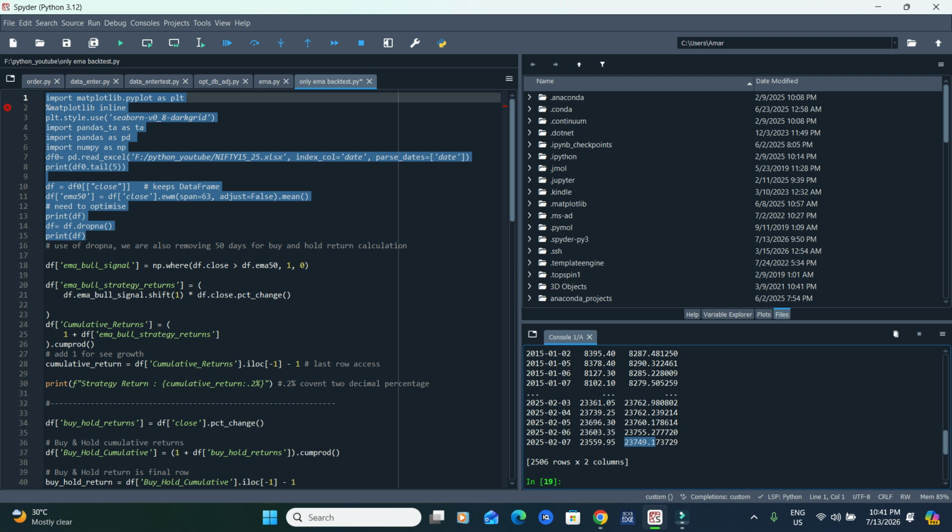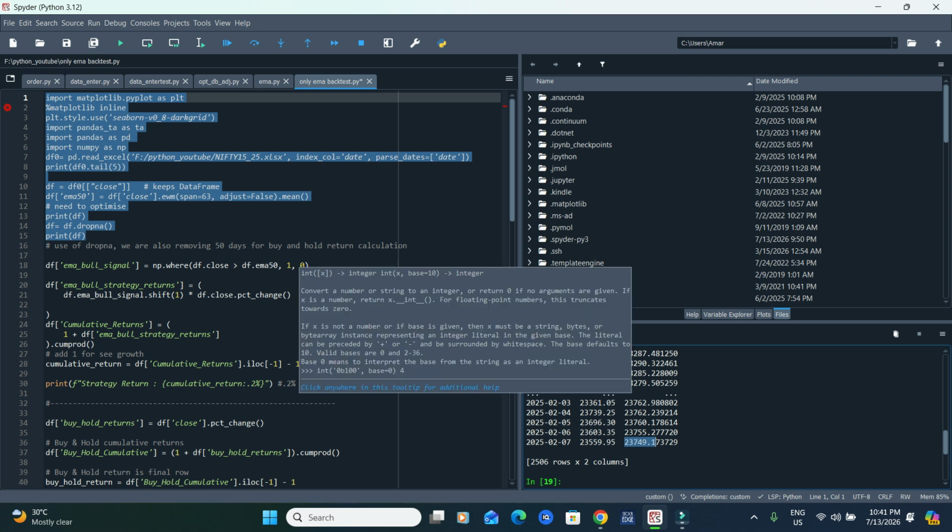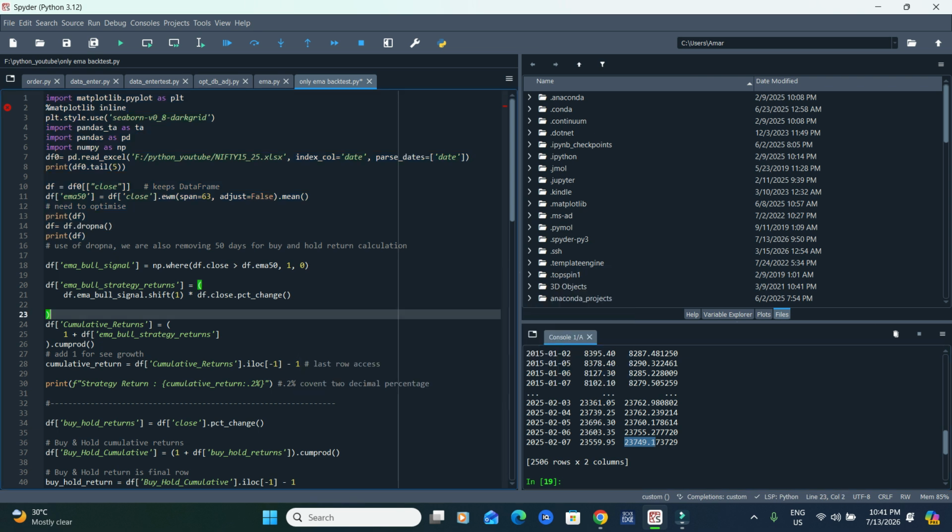Next, we have generated the signal here. When the close is greater than EMA, then we enter 1 on the row, otherwise it is 0. Then we calculate the return. Shift is important here. If you don't know the concept of shift 1, please go and watch the simple moving average tutorial. I explained it already. Shift 1 is important because we are entering the next day's trade, not the same day's trade.